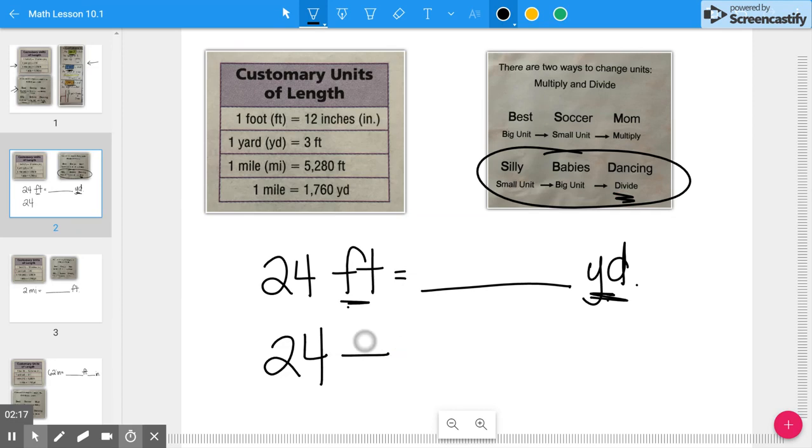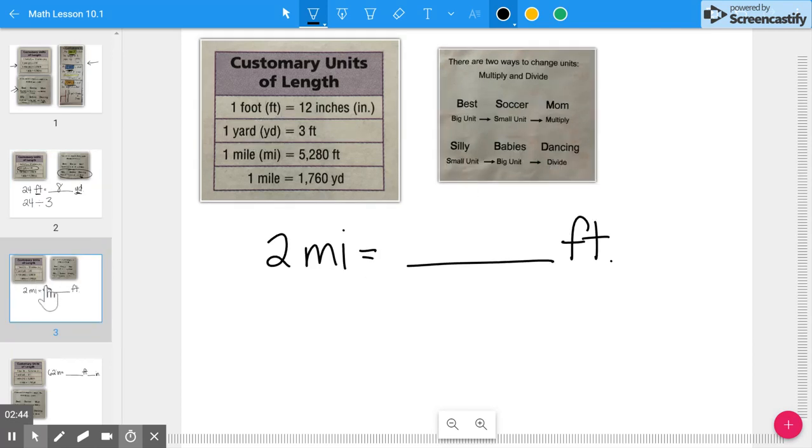And that's telling me that I need to divide. So I'm going to put my division symbol. Now my third step is I need to ask myself, how many feet are in 1 yard? So I'm going to go up here and look for 1 yard equals how many feet? And I see it right here. I see 1 yard equals 3 feet. So that means I'm going to divide by 3. And I know that 24 divided by 3 is 8. So 24 feet equals 8 yards.